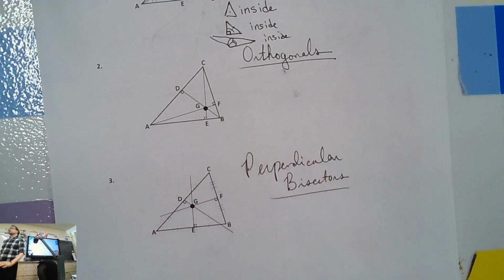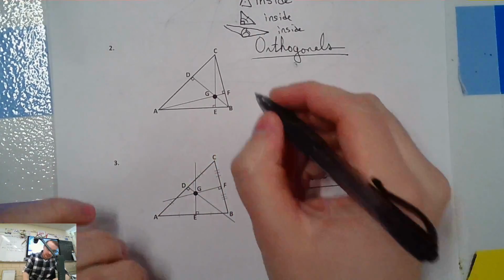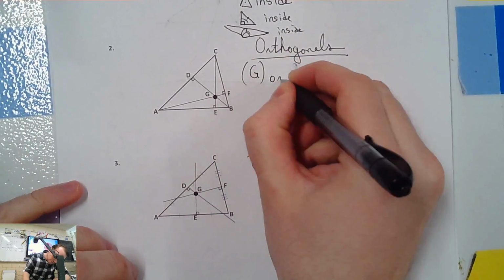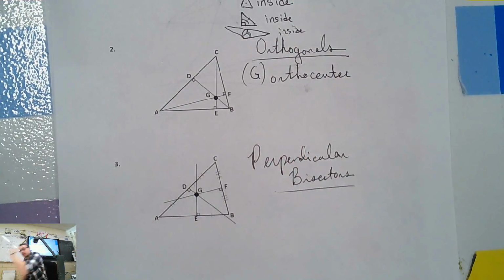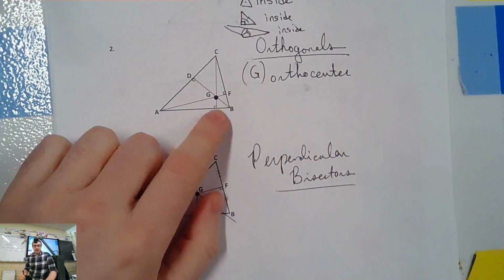Let's talk about orthogonals. They create the orthocenter. So G is called the orthocenter. Like when you go to the orthodontist, right? You go to get your teeth straightened. And so orthogonals are 90 degrees, right? Straight lines. All lines are straight. All right, so this guy creates the orthocenter.